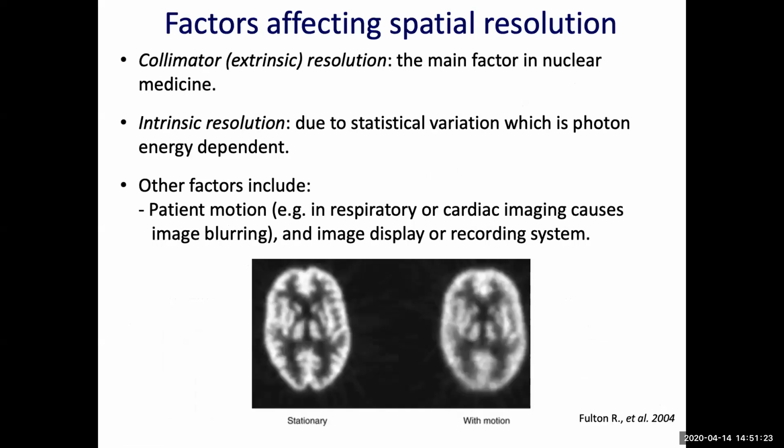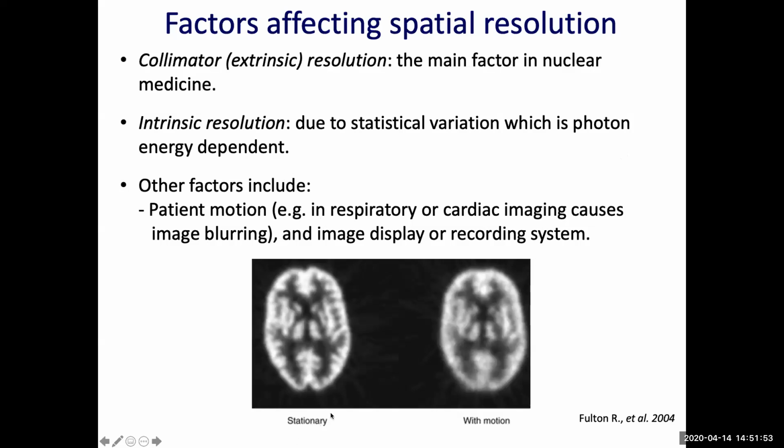In summary, factors affecting spatial resolution include collimator resolution, already discussed, which is affected by collimator design and distance from collimator to the patient; intrinsic resolution due to statistical fluctuation or variation, which is photon energy dependent; and other factors including patient motion, for example in respiratory and cardiac imaging, image blurring, and the image display or recording system.